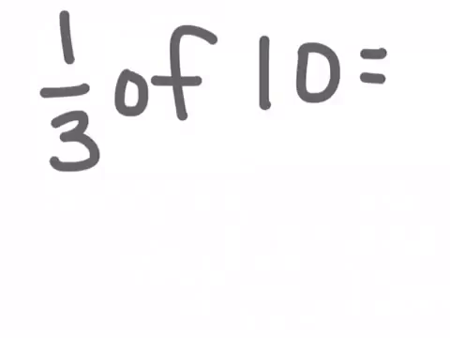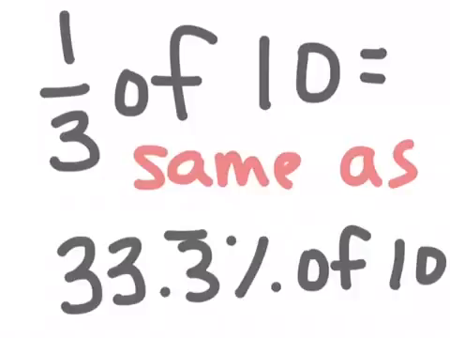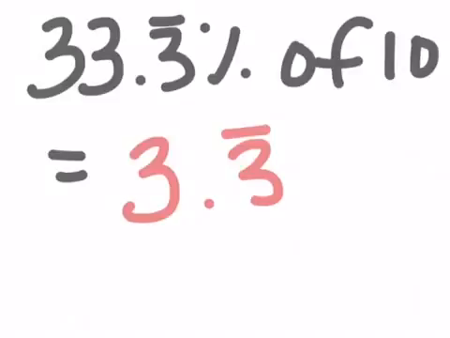Now if I were to find 1/3 of 10, it doesn't work out perfectly, but it's the same as 33.3 repeating percent of 10, and my answer is 3.3 repeating. Notice a little bar across there. If I just put 3.3, that would not be the right answer. You have to have that bar to show that a number keeps going on and on and on.